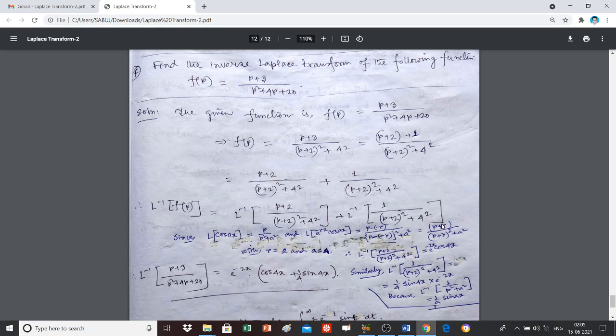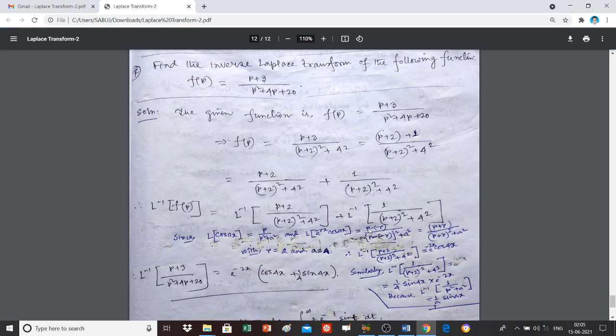So that is (p + r) / ((p + r)² + a²). In this case, we compare these with this term: your r is 2 and a is 4. So L inverse of (p + 2) / ((p + 2)² + 4²) will give you the result, that is e^(-2x) cos 4x.